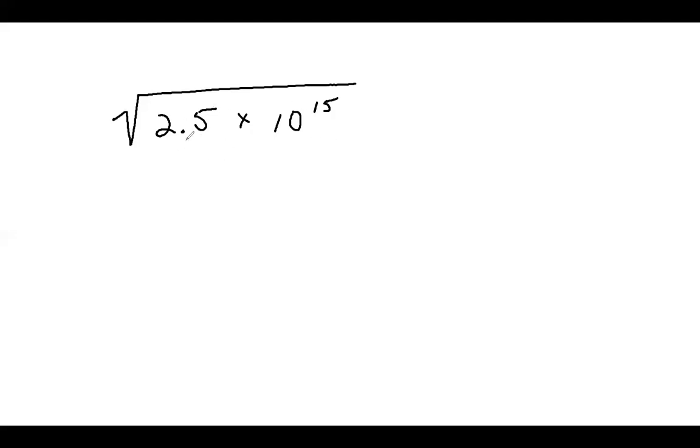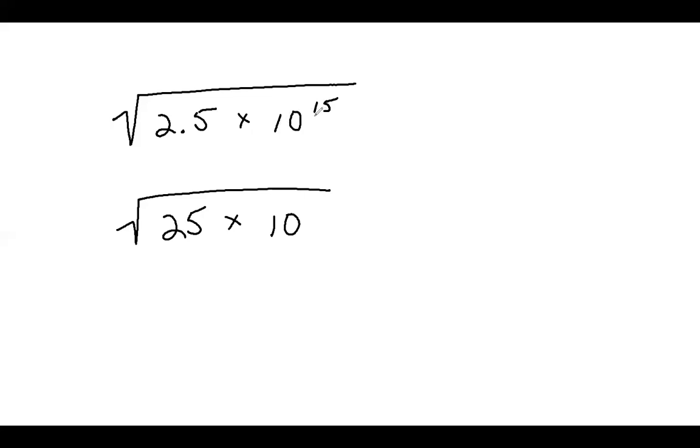So I'm going to write this number as 25 times 10 to the something. So this is equal to the square root of 25 times 10 to the something. Now, what is the exponent going to be? Well, if you're nervous and you don't know what it is, it's either going to be 14 or 16. Which one is it going to be?